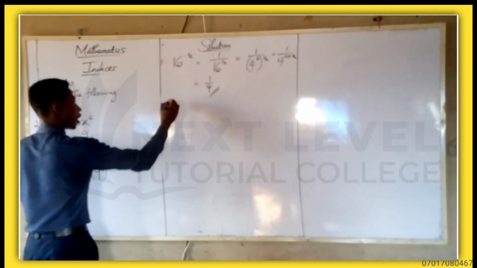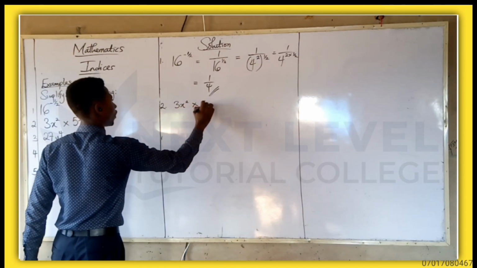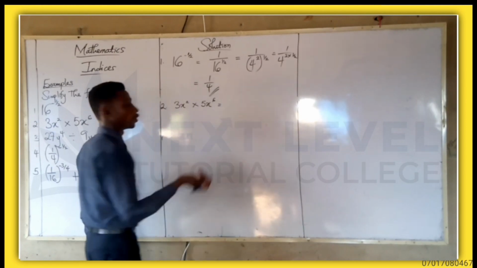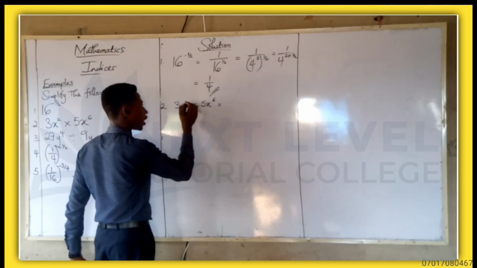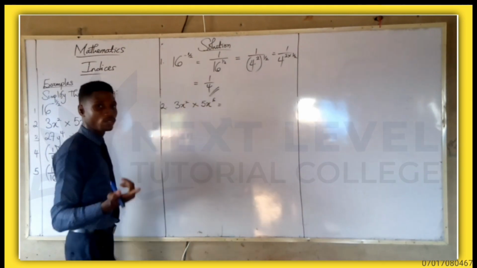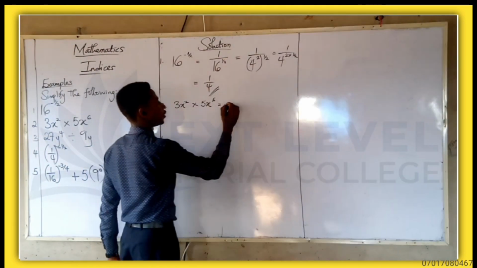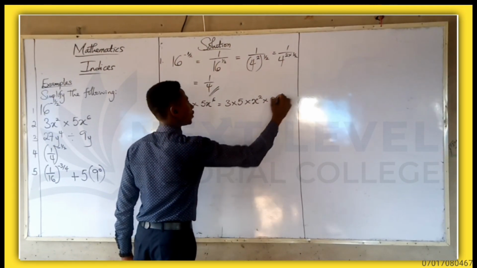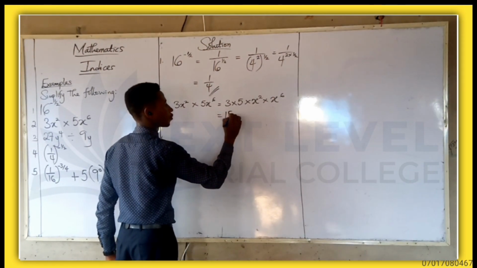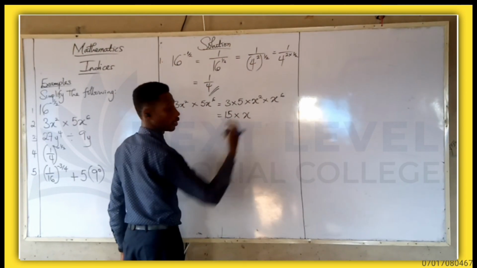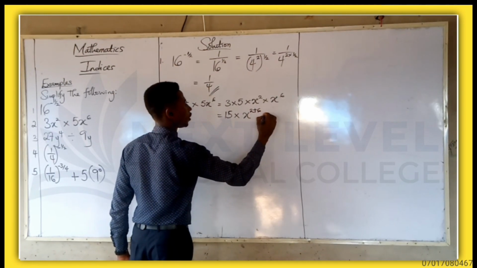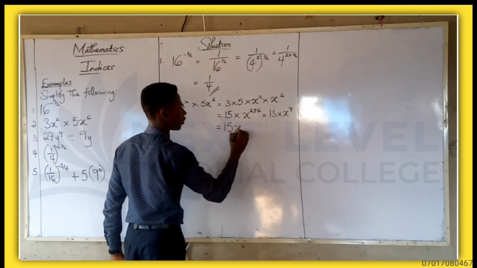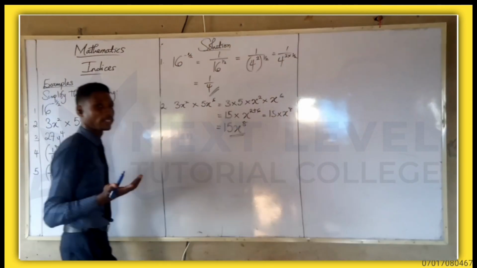Number 2, I have 3x squared times 5x raised to the power 6. Now, what do we do? You see these numbers are here, multiply them normally. But for these ones that are the same base, we will apply the rule of indices for the power. So I can say we have 3 times 5 times x squared times x to the power 6. 3 times 5 is 15 times x to the power. Because they are multiplying, we add the power. That is 2 plus 6. That is 15 times x to the power 8. And our answer will be 15x raised to the power 8. It's as simple as this.